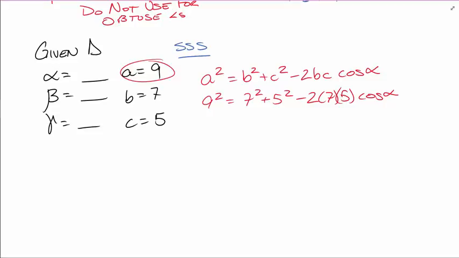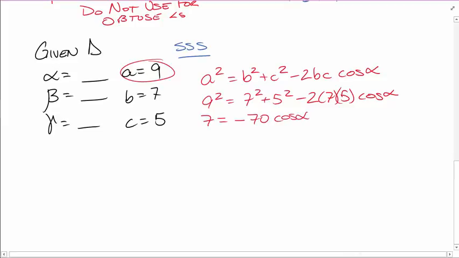We're going to have 81 minus 49 minus 25, which is going to give us 7, equals negative 70 cosine of alpha. Divide the negative 70 over, we get negative 0.1 equals cosine of alpha. To determine alpha, we would do the inverse cosine of negative 0.1. Make sure we're in degree mode here. We would get an alpha value of 95.739. We see an obtuse angle. We're grateful that we did the law of cosines there.